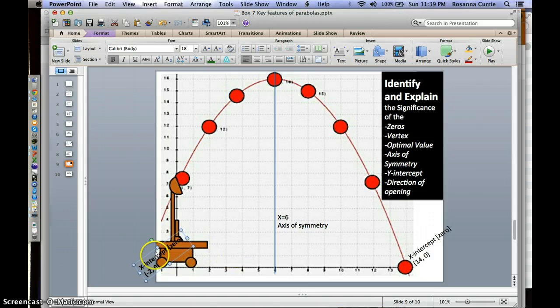Okay, so now let's finish talking about those x-intercepts. What does the x-intercept mean? Well, obviously you can see here that this is the ball and it's going up and it's going down. The x-intercept is where the ball lands.